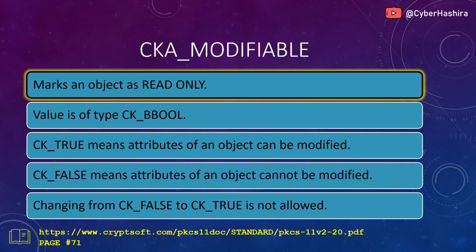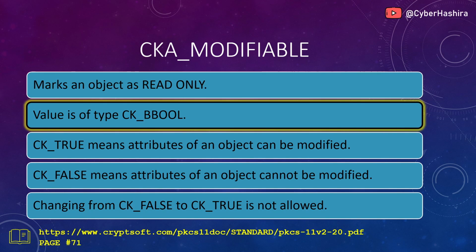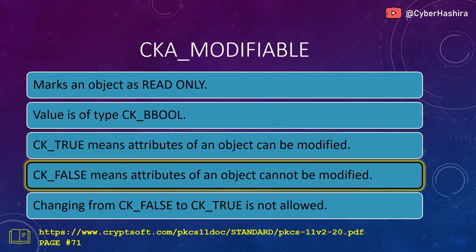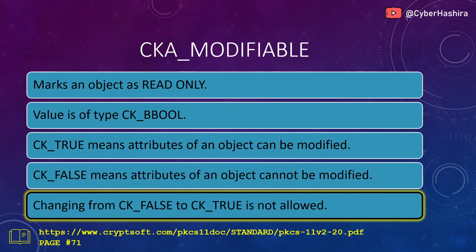CKA modifiable attribute allows marking an object as read-only. Attributes of a read-only object cannot be changed. Information about this attribute is on page 71. CKA modifiable only accepts a Boolean value, which is either CK true or CK false. If that value is true, then the object is modifiable. And if the value of CKA modifiable is false, then you're not allowed to change the attributes of that object. That object is read-only. CKA modifiable only allows one-way change. You can change its value from true to false, but you're not allowed to change it back to true.